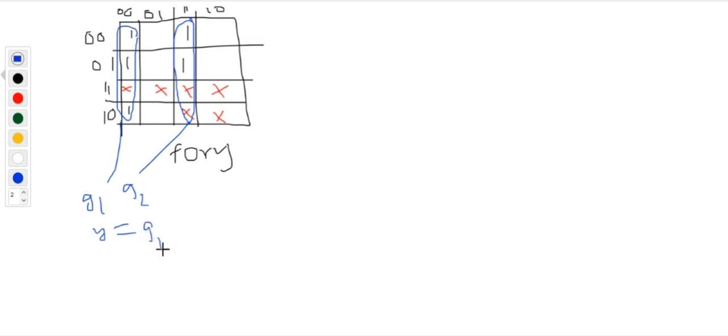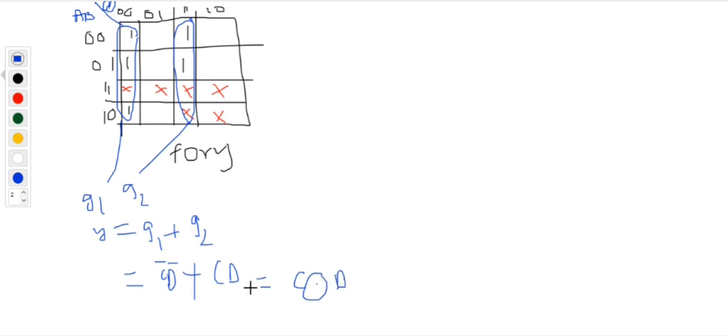Y is equal to G1 plus G2. When considering the first group, as here all are included, we will neglect them, and this is common. Here we will write A, B, C, D. So we get C complement D complement as output for G1, and for G2 we get CD. This is in the form of A complement B complement plus AB, which we can write as A XNOR B. That means C XNOR D. This is the output for Y.